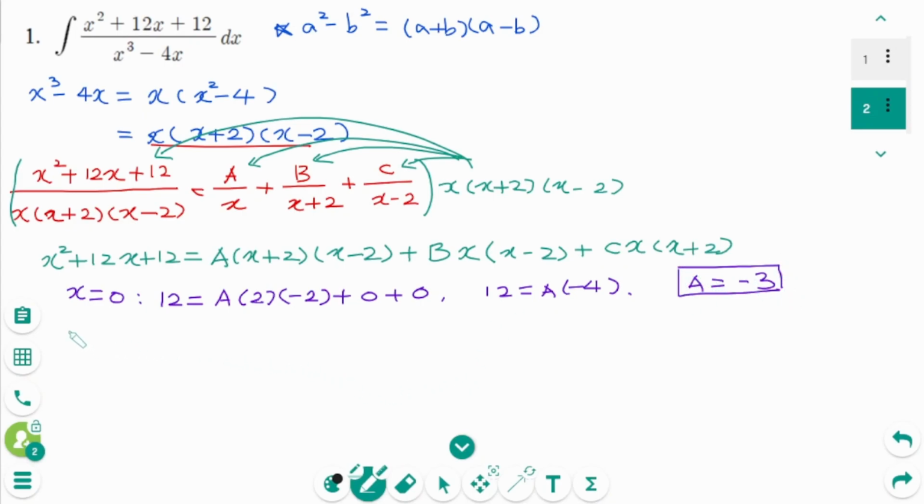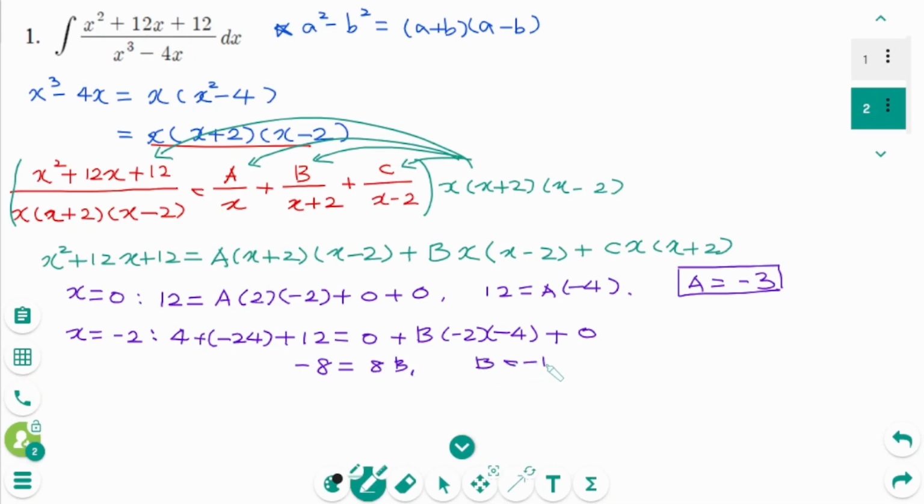To solve for b, let x equal minus 2. Then minus 2 squared is 4, plus 12 times minus 2 is minus 24, plus 12 is a times (minus 2 plus 2, cancelled), then 0, plus b times minus 2 times (minus 2 minus 2) which is minus 4, plus (minus 2 plus 2) is 0. Then minus 8 is 8b. Then b equals minus 1.